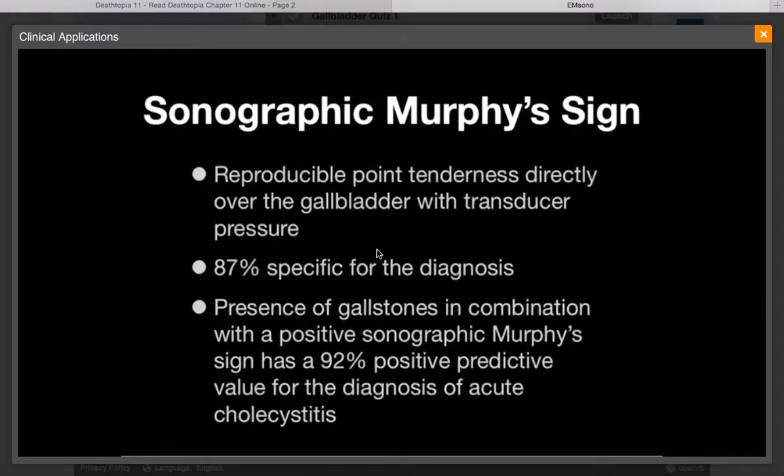The sign may also be absent in diabetics. Patients with gallbladder rupture or choledocholithiasis may also have a diminished or absent sonographic Murphy sign. But this is something that you want to do on every patient that you scan. You want to be able to assess them for the presence or absence of localized tenderness.